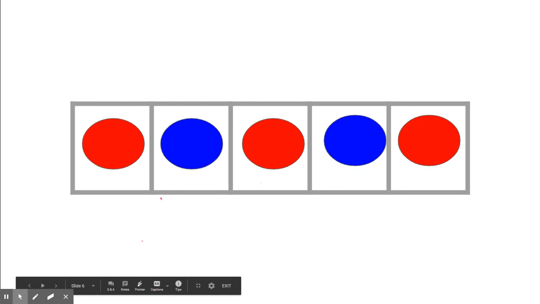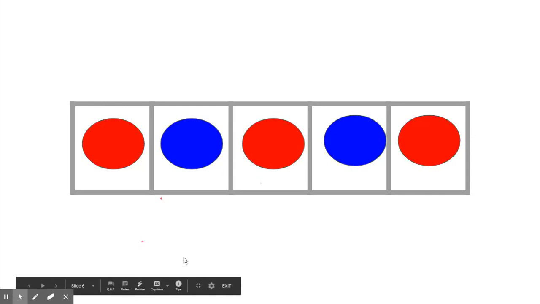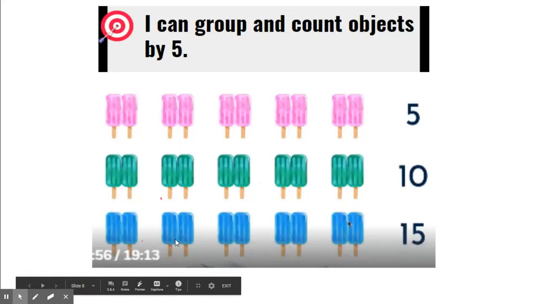On one hand, show me the red dots. On the other hand, show me the blue dots. Let's pause. Very good. We have 3 red, so you had 3 on one hand, and 2 blue, 2 on the other hand. Again, we know that this makes 5 again. So we are making different ways to make 5 using our 2 hands. So now on to our lesson.